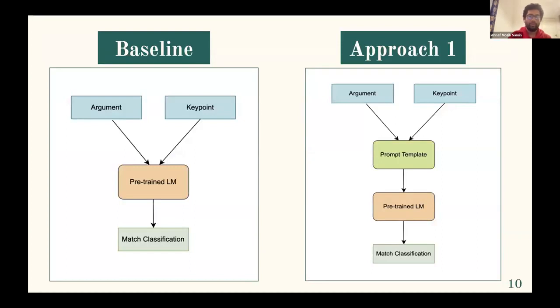For our baseline, we pass the argument and the key point pairs to a pre-trained language model. And after fine-tuning the language model, as an output, we get either a match or a non-match. So there is no prompt engineering involved in our baseline. The only difference between our baseline and approach one is that we use a prompt template for approach one. The argument and key point pairs are passed into a prompt template, and once we get a prompt, we pass it to the pre-trained language model and fine-tune it. And then we get the result as either match or non-match.